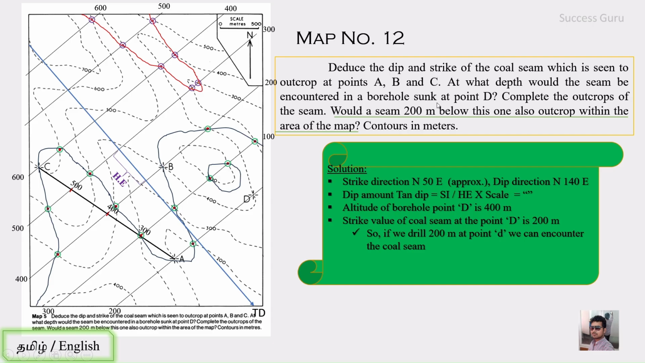So we do have the coal seam, which is present 200 meters below the coal seam, having an outcrop at A, B, and C. So the answer for this question is yes. A seam 200 meters below this one also outcrops within the area of the map. Okay. So this is how we solved all the questions in this map.